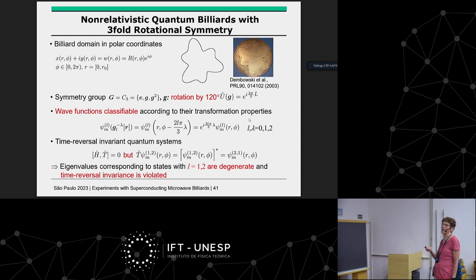But when you apply the time reversal operator, which in this case is just complex conjugation, you get from psi 1 up psi 2, or from psi 2 psi 1. That is, the symmetry properties change. However, since the system as a whole is time reversal invariant, the eigenvalues of these must be degenerate. That is, when you look at the spectrum, you have singlets corresponding to the rotationally invariant parts, and you have doublets corresponding to the eigenvalues of symmetry classes L equal to 1 and 2.